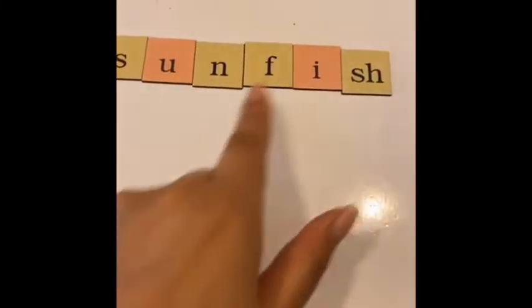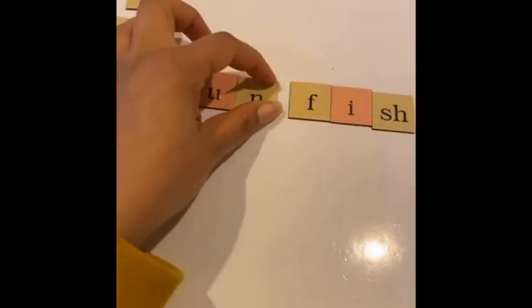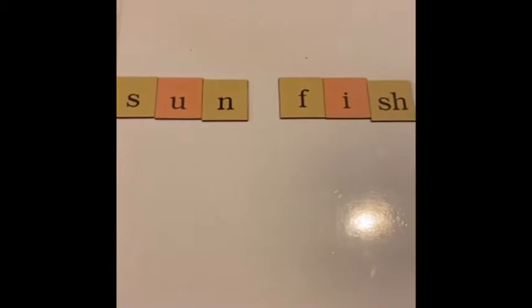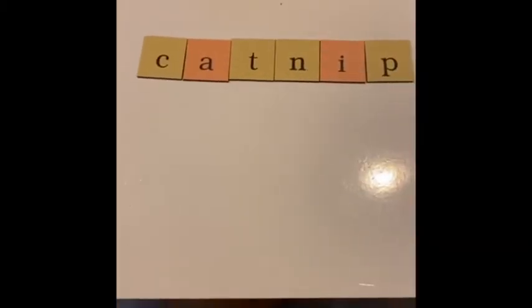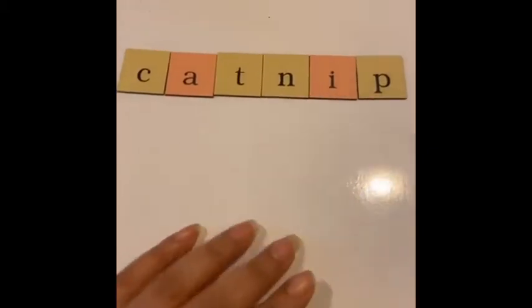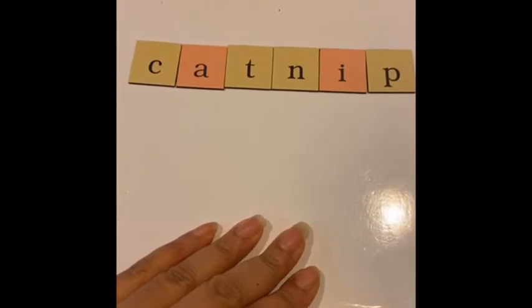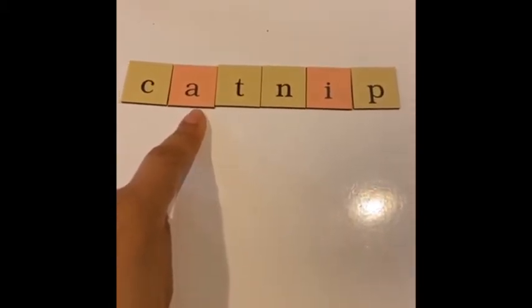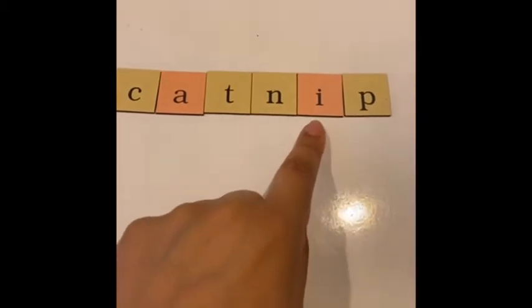There's my vowels, my consonants. I'm going to split it between the consonants. Sunfish. Let's try another one. I have this long word here. The first thing I'm going to do is identify where my vowels are. I have a vowel here, and I have a vowel here.